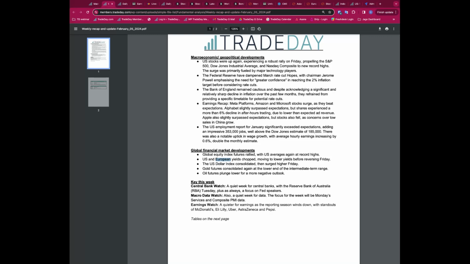slightly more negative footing because of Powell's interview over the weekend, which we didn't put in here because this was published before Powell's interview. We'll talk about Powell's interview shortly.